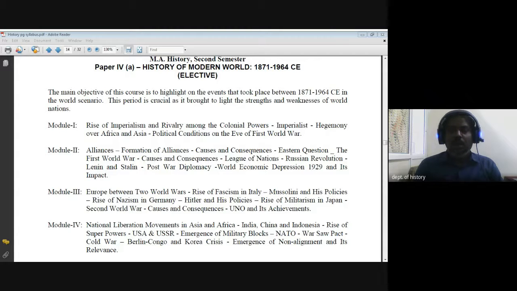Okay, so finally the victorious nations like France, USA, and Britain imposed certain restrictions on the defeated countries like Austria, Germany, Italy, Turkey, like that.